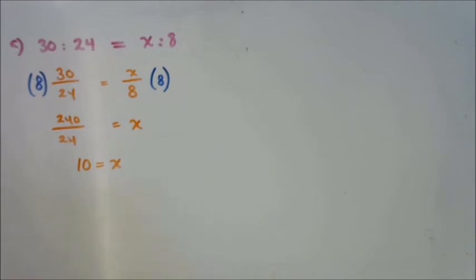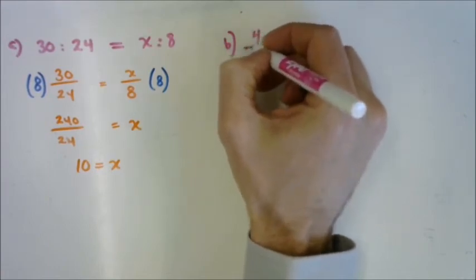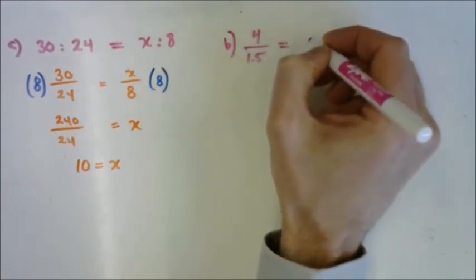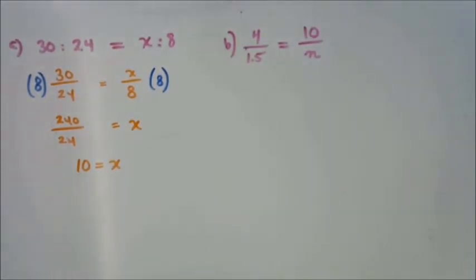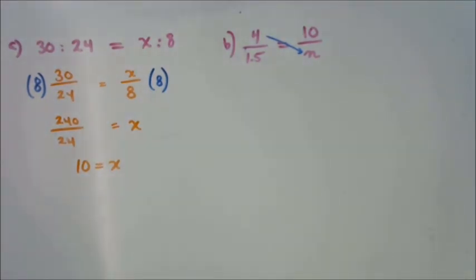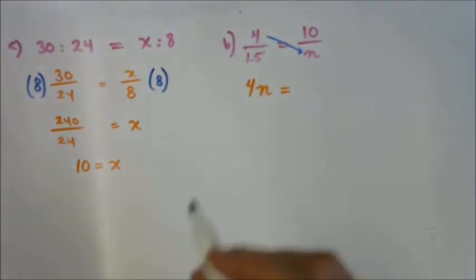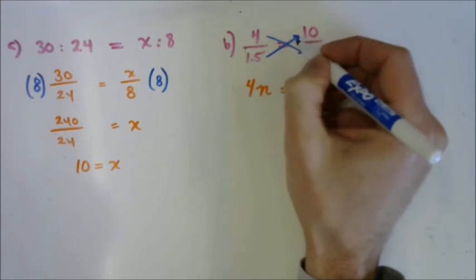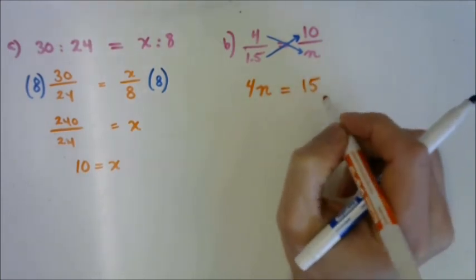In example B, we're going to use the cross product rule to get a little practice with that. So B says 4 over 1.5 is equal to 10 over n. This one was already given to us in fraction form, so we don't need to play around with that at all. But what we're going to do is multiply the numerator of our first ratio times the denominator of our second ratio, which gives us 4n. And on the right side, we're going to end up with the denominator of our first ratio times the numerator of our second ratio. So we've got 10 times 1.5, which is 15.